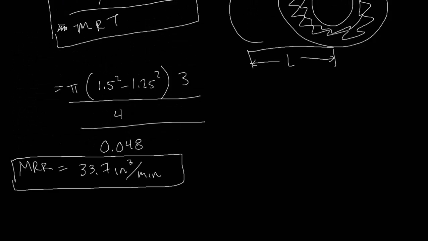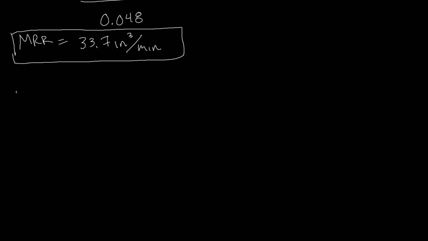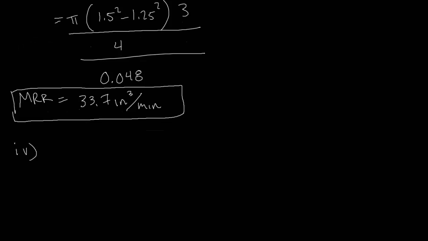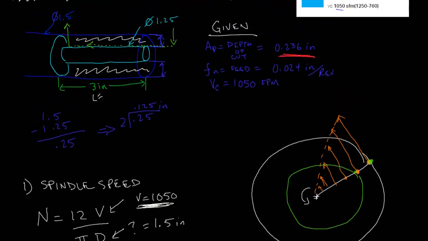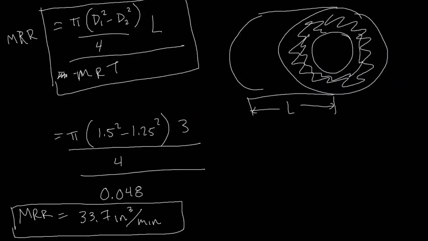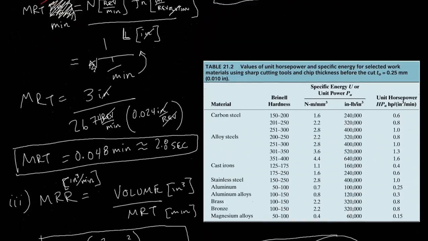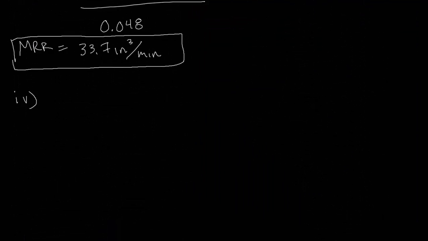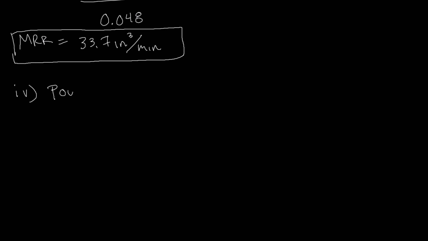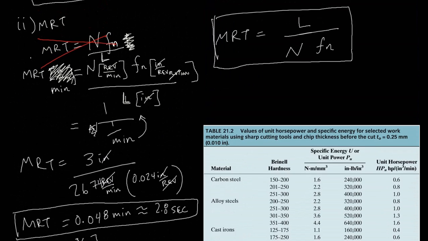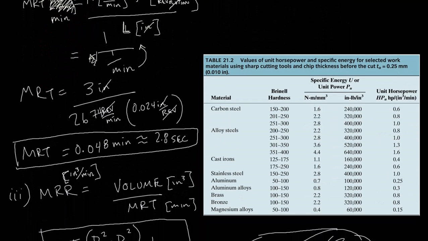So the final thing to do in this question is to calculate the power. So how much power does it require to do this? Okay, so mild steel is a soft steel, so we will use, well, we have to figure out what our power calculation is, so we want to figure out power, and so power is equal to your unit power times your material removal rate.